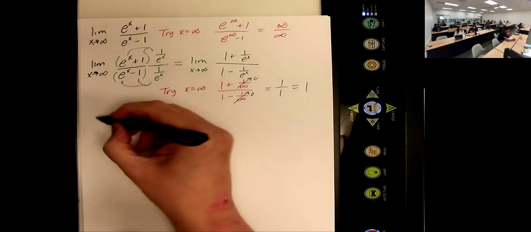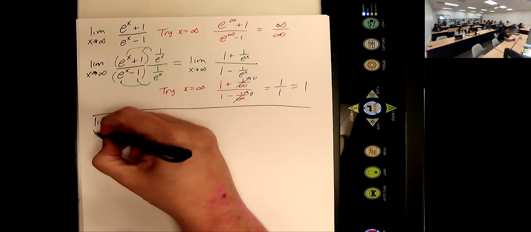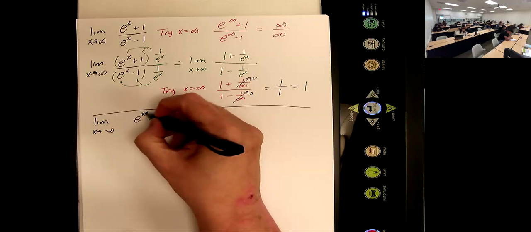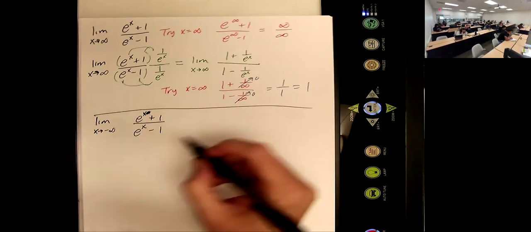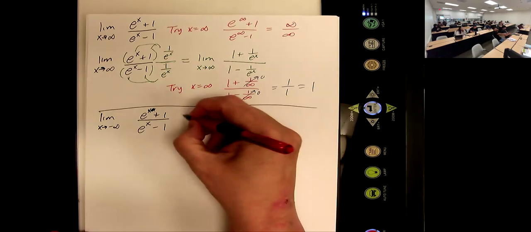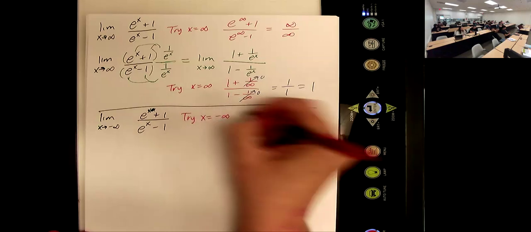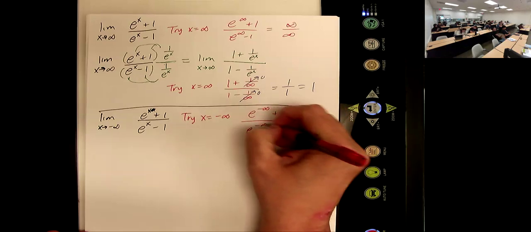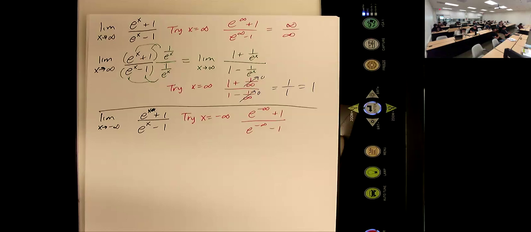So what about the limit as x goes to negative infinity of e to the x plus 1 over e to the x minus 1? Same thing, right? What happens if I plug it in? We get e to the negative infinity plus 1 over e to the negative infinity minus 1. It kind of looks the same, right? It is not the same.